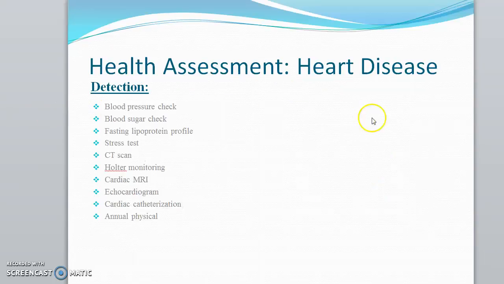Alright, the next thing I'm going to be talking about is detection. How do you detect heart disease? Blood pressure check, blood sugar check, because that tells you somebody has diabetes, and we discussed earlier that is a risk factor. The fasting lipoprotein profile, the CT scan. I'm not going to elaborate on all of these, but you can just look at this with me. The echocardiogram, the cardiac catheterization, and annual physical are all ways to detect heart disease.